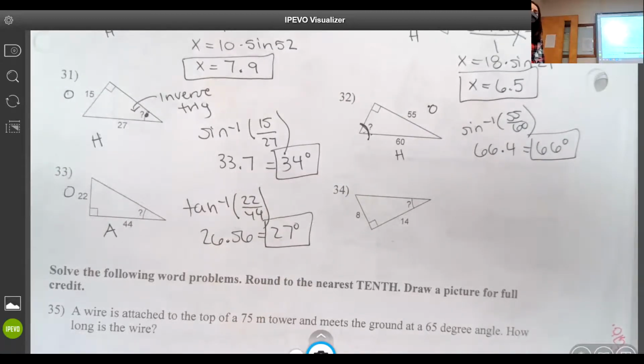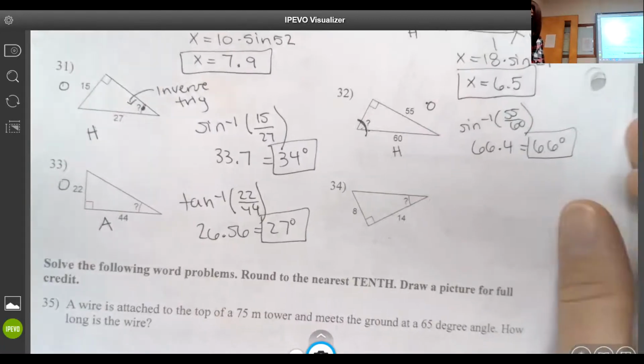And 34 would be which trig function? Which should I use, sine, cosine, or tangent?